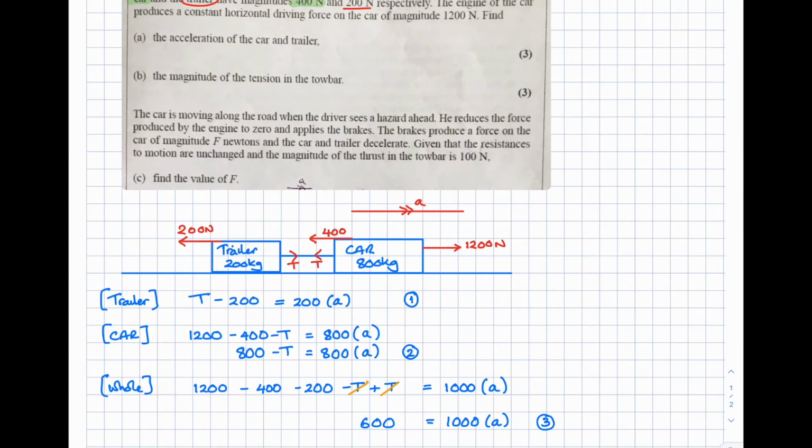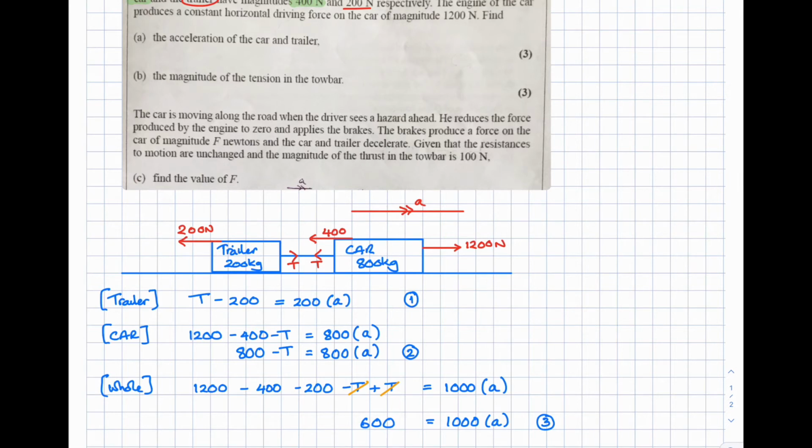remember what I said earlier, if you're struggling to decide how to actually start a question, once you've got your diagram with all the forces clearly labelled, you can start writing the 3 equations, one for each particle. Since we've got 2 particles, we've got 2 equations, and one for the entire system. And then you can decide what's the best route to take to go ahead and solve.